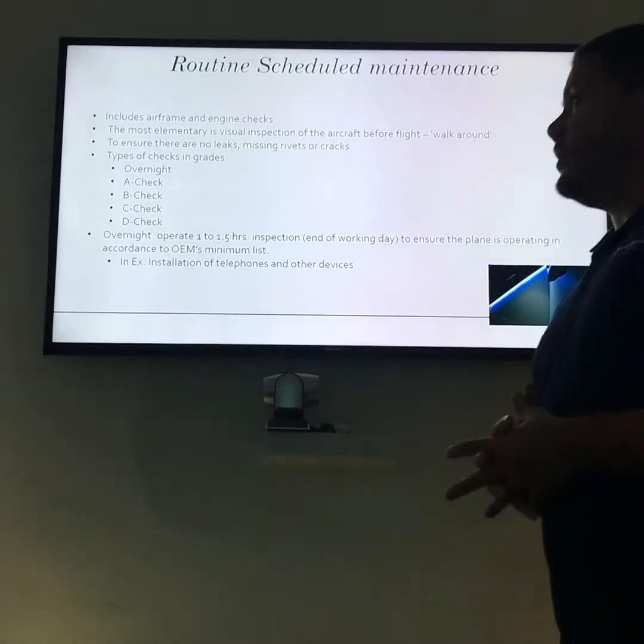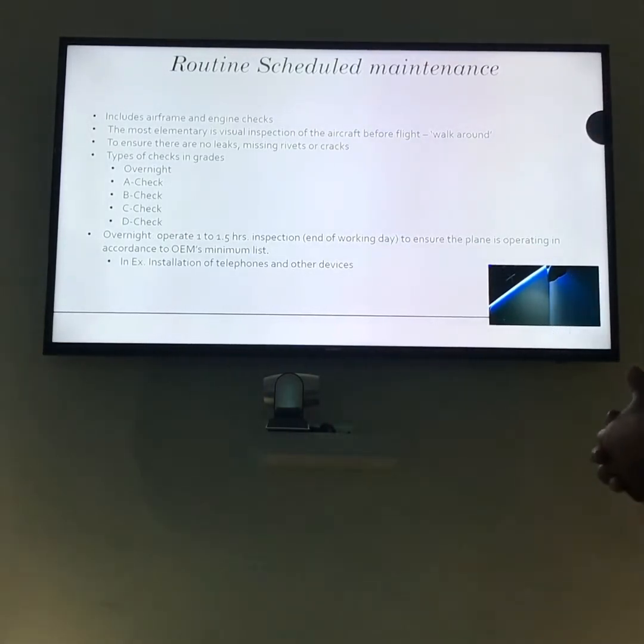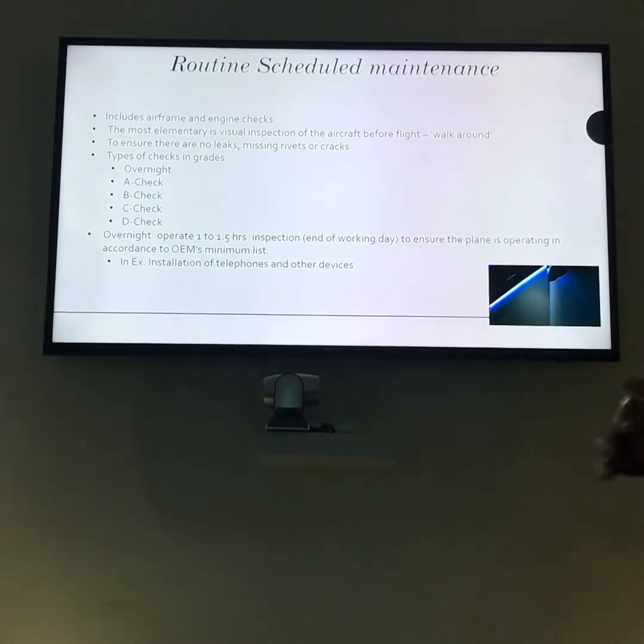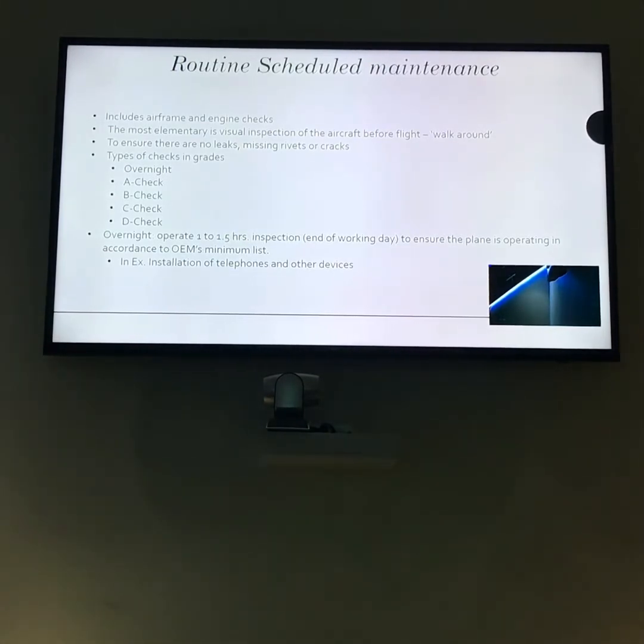Going into a little bit of routine scheduled maintenance, it usually includes airframe and engine checks. The most elementary is visual inspection of the aircraft before flight, walk-arounds, to ensure there are no leaks, missing rivets, or cracks. Some types of checks and grades are overnight, A check, B check, C check, D check.